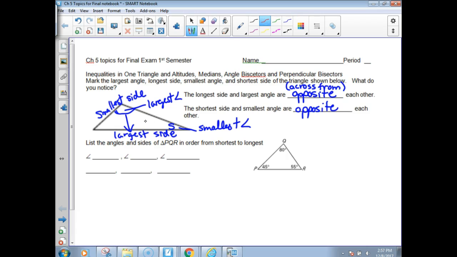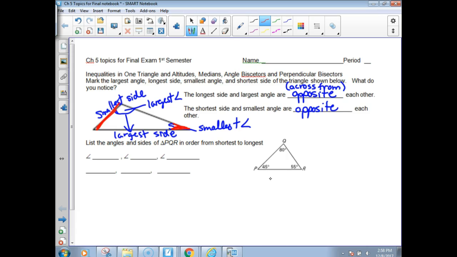And sometimes it's not so obvious, like this picture, where the small side and the small angle were pretty clear, and the biggest angle and the biggest side were pretty clear. Sometimes they're much closer together, like in here, and it's not as easy to just look at it. So we've got to rely on the numbers. So in this figure, list the angles and sides in triangle PQR in order from shortest to longest.